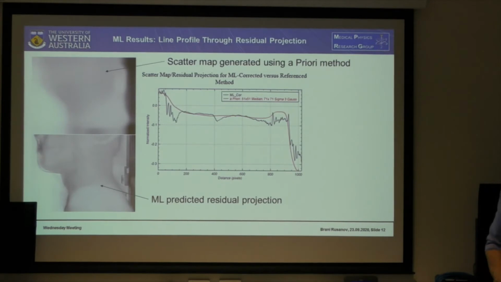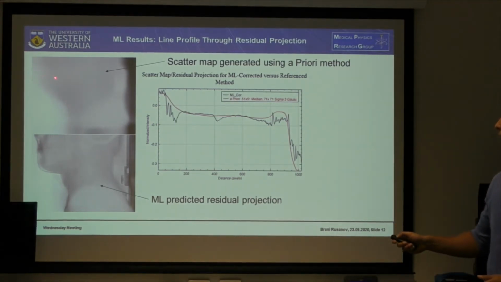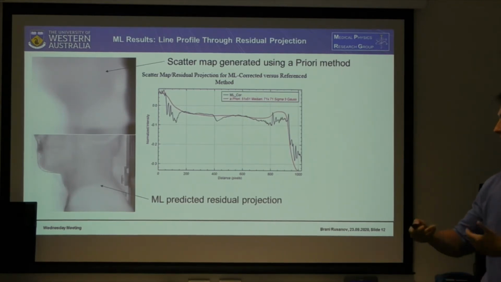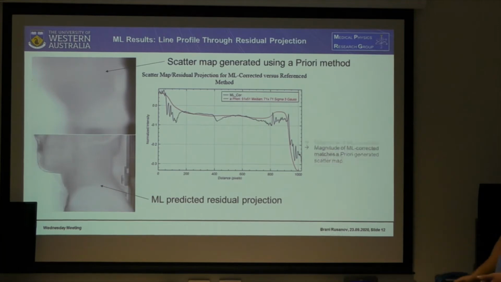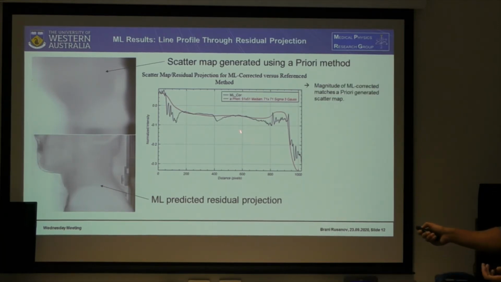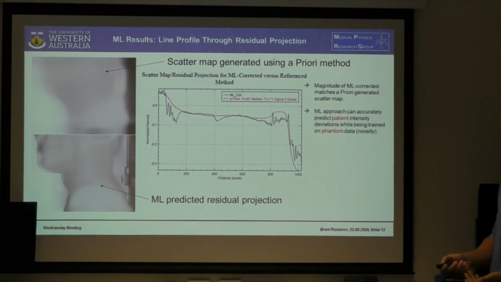Here, on the left-hand side, I've demonstrated a line profile through a residual projection. So on the bottom, we have the ML predicted residual projection for the patient. And on the top, I have generated the same residual projection using the a priori method, because I also happen to have the corresponding CT images. Therefore, I could apply the a priori method and compare it against the machine learning method. And what we notice is that the magnitude of the ML corrected method matches that of the a priori generated scatter map, so that the ML approach is actually accurately learning to predict the patient intensity deviations while being trained on phantom data. And this is actually a novelty in the literature.